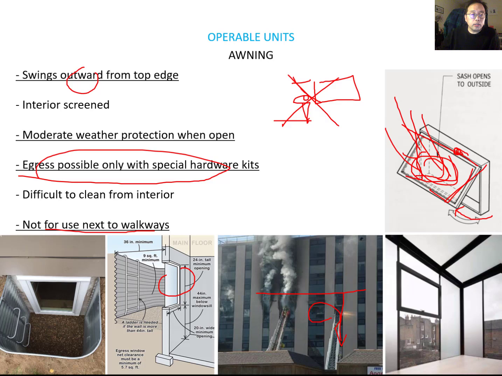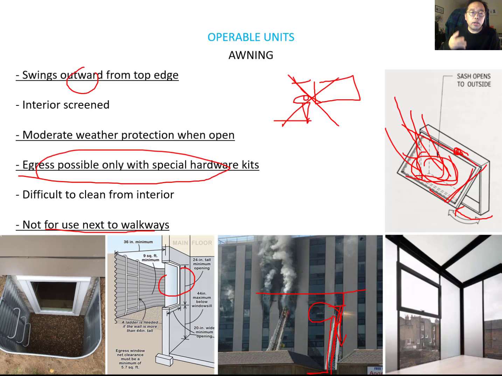The fire truck ladder can reach up to 75 feet, so people can escape from below 75 feet. That's why, when you categorize which is high-rise and which is a normal mid-rise building, over 75 feet is called high-rise. It has more requirements for egress, the egress code, for heights over 75 feet.